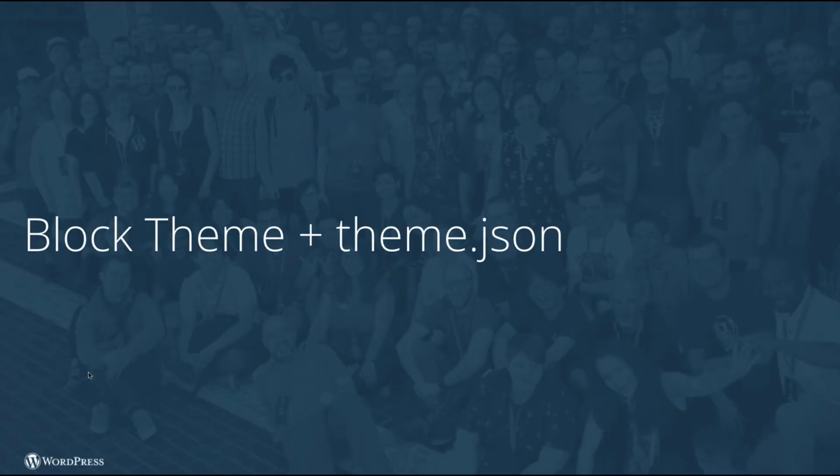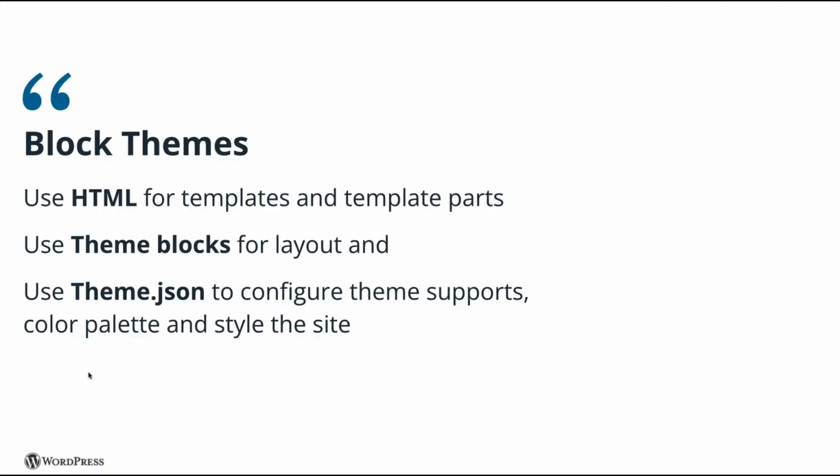Then there comes the block theme, which contains HTML for templates and template parts. They use theme blocks for the layout, and that will be in the HTML. And then they use the Theme.json file to configure the theme supports, the color palette, typography, and style for the site, or even for a single block as global styles.